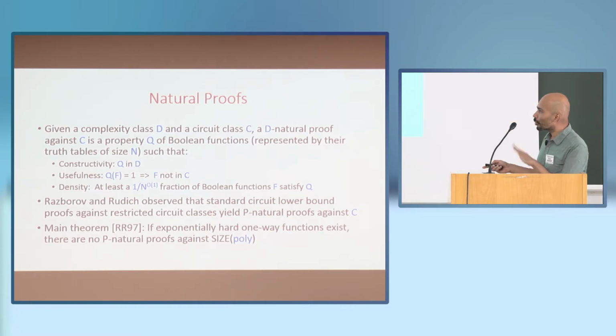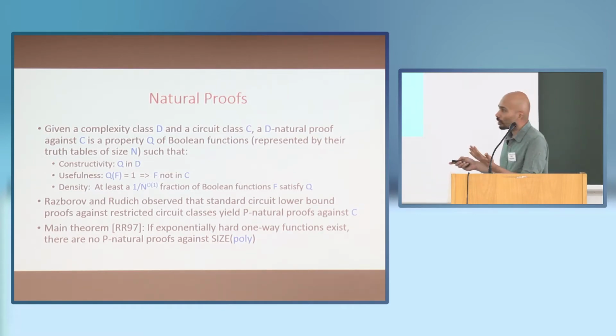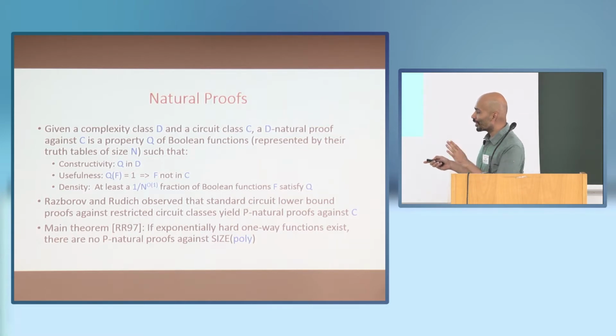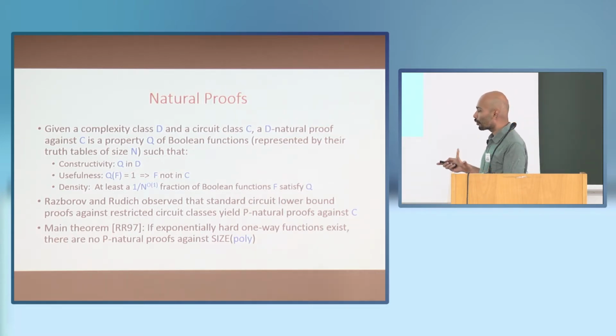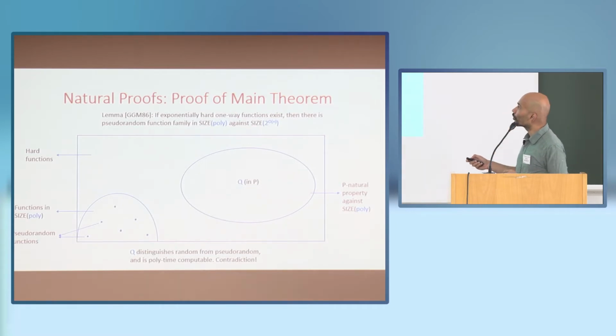So let me just try to give you a proof by picture of it. It's not hard to prove, but it's conceptually very interesting because it ties together a lot of interesting directions: proof complexity, circuit lower bounds, and cryptography. So here's the proof of the main theorem. We just need the GGM construction of pseudorandom functions. If exponentially hard one-way functions exist, then there's some pseudorandom function family with polynomial size circuits which is secure even against exponential size adversaries, against size 2 to the order n, right?